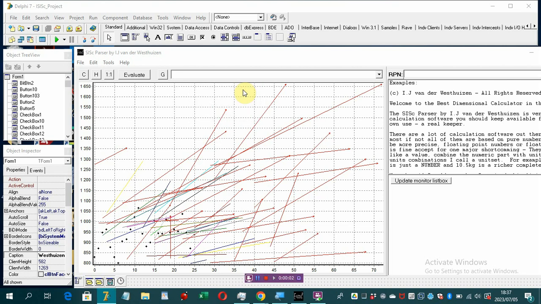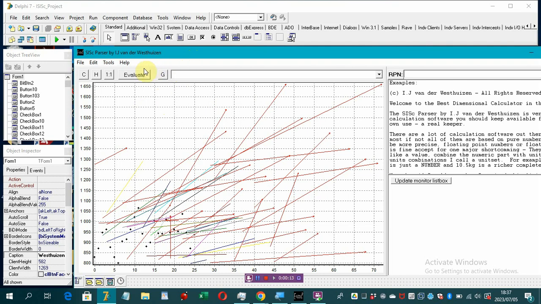I'm going to show you the source code quickly of the SISc Parser. This is a front end. Basically, this is a form designer. You can move, say, that button. This is your form designer.